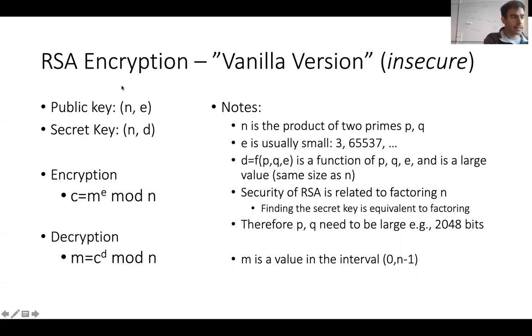So the title of this slide says that RSA encryption, or the vanilla version, is insecure. And why is that the case? Remember the definition of security. Remember the definition of security for public key encryption.